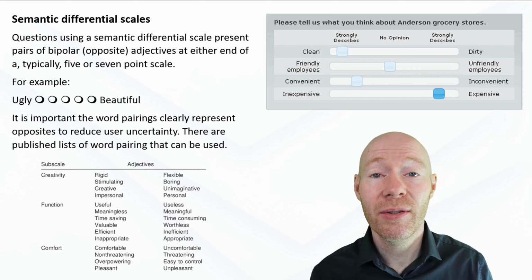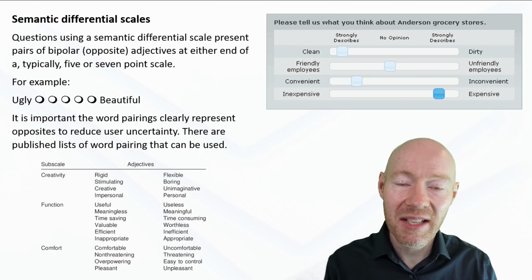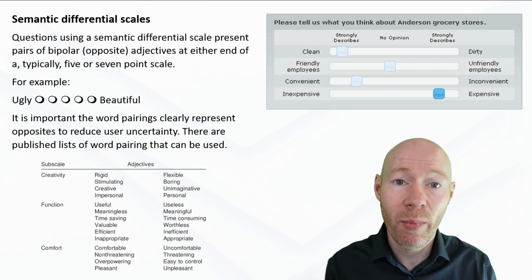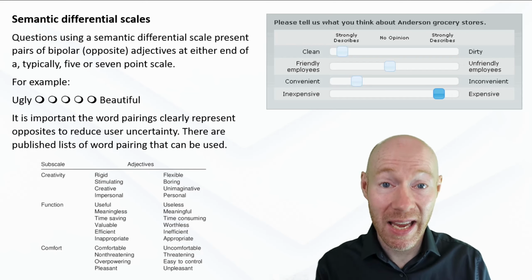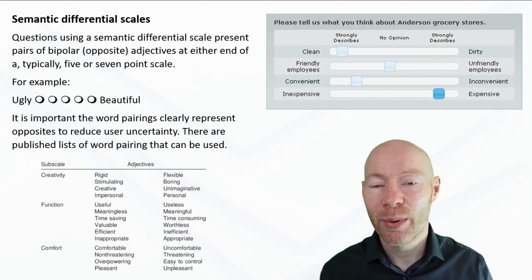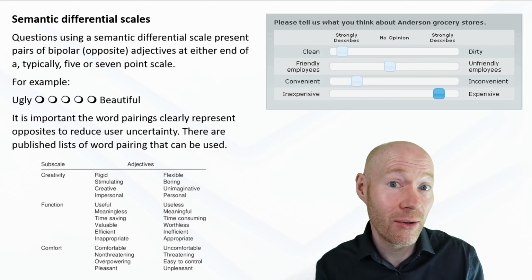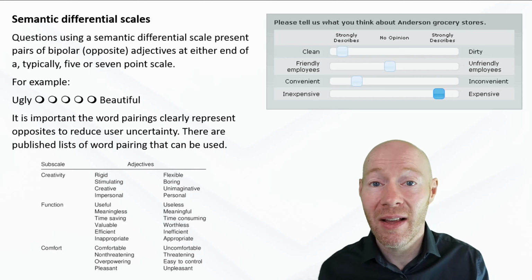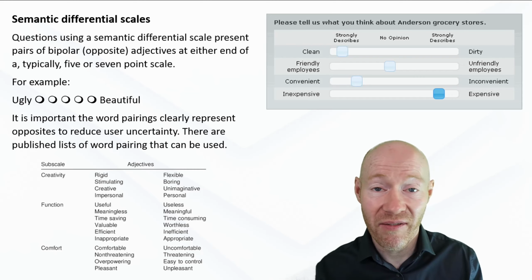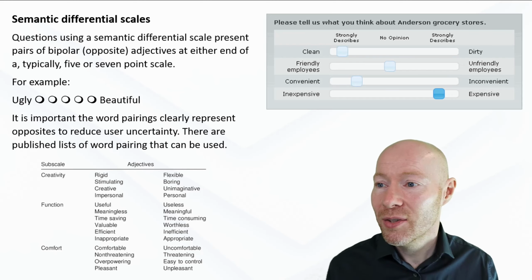For semantic differential scales then, quite similar. In this case we're providing two anchor points, and there's going to be a bipolar set of words. So we'll use a word and its opposite, and we'll present those word pairings on either side of the scale, and we'll ask the user to rank whereabouts they fit across that scale. Maybe a 5-point, could be a 7-point scale. They would be commonly used. So you can see an example here.